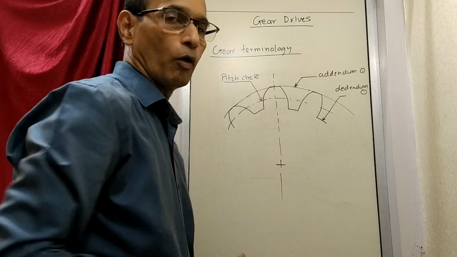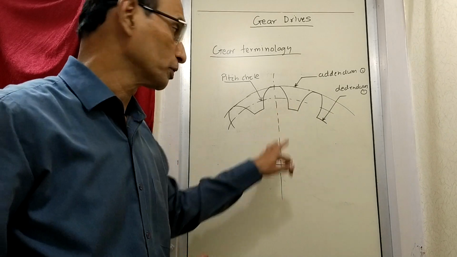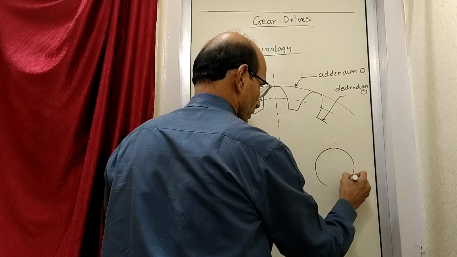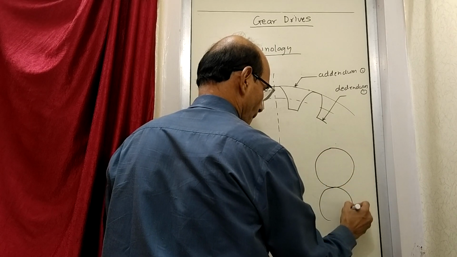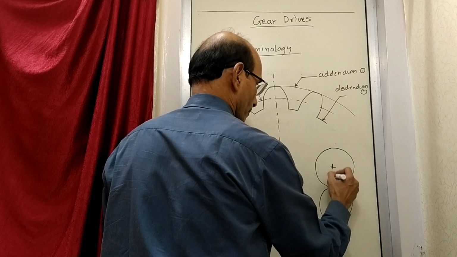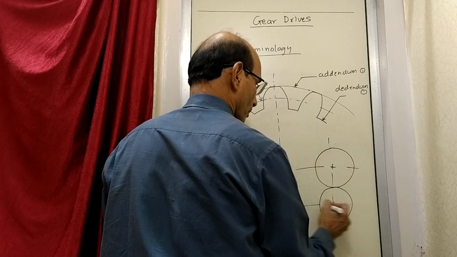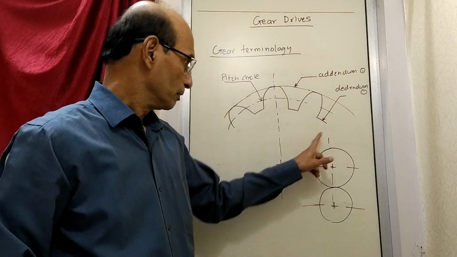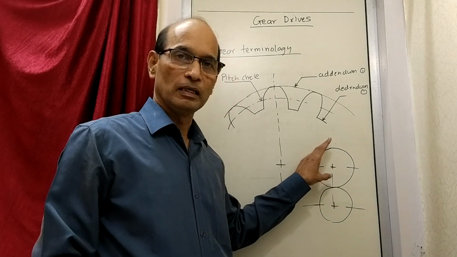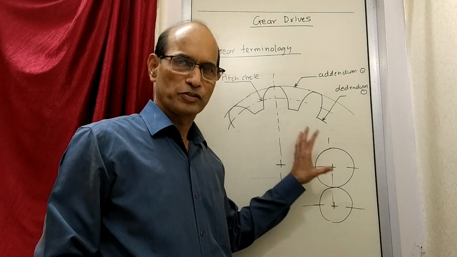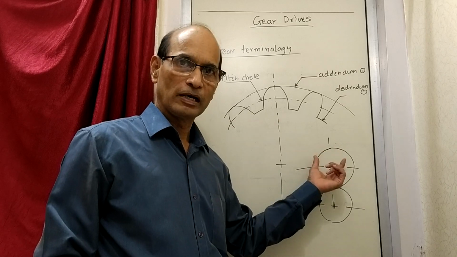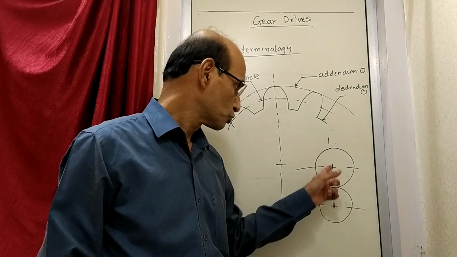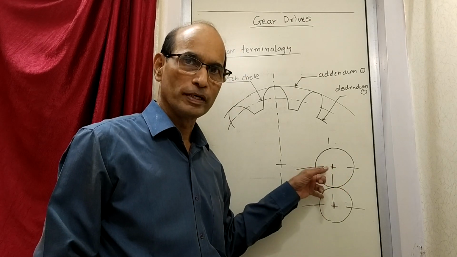Pitch circle. Now what is a pitch circle? The pitch circle is in fact the most important circle. Suppose I draw two gears, so I am just drawing two gears like this. I have drawn these gears, and they are represented by their pitch circle diameter. They are not drawn in their actual view, that means I have not drawn the teeth. What I have drawn is two circles. This circle is representing a gear, and these two circles are touching each other, meaning that these two gears are in mesh.